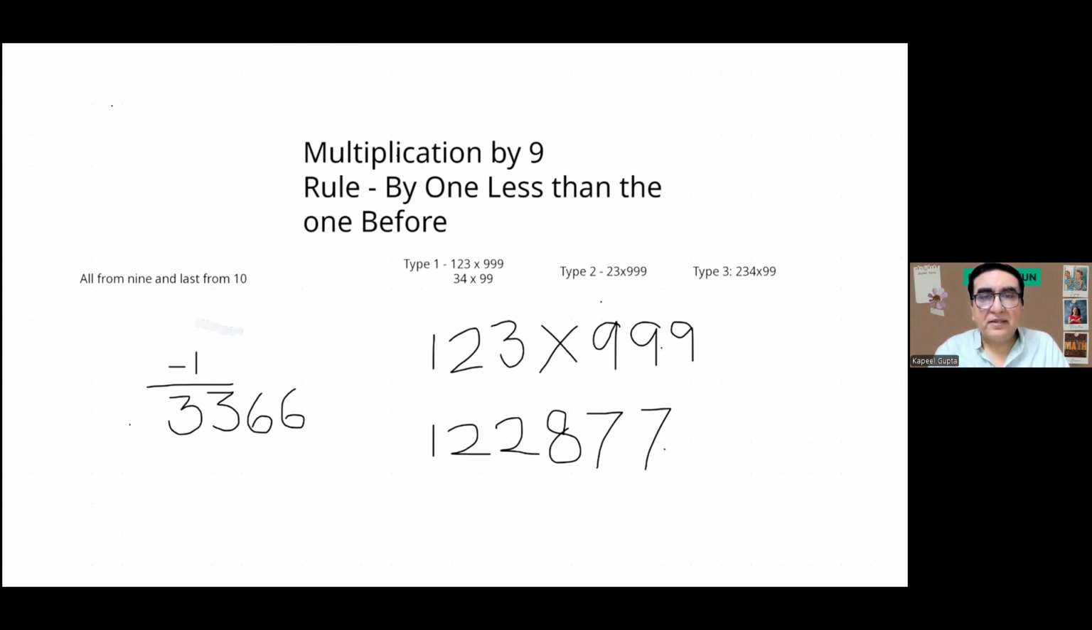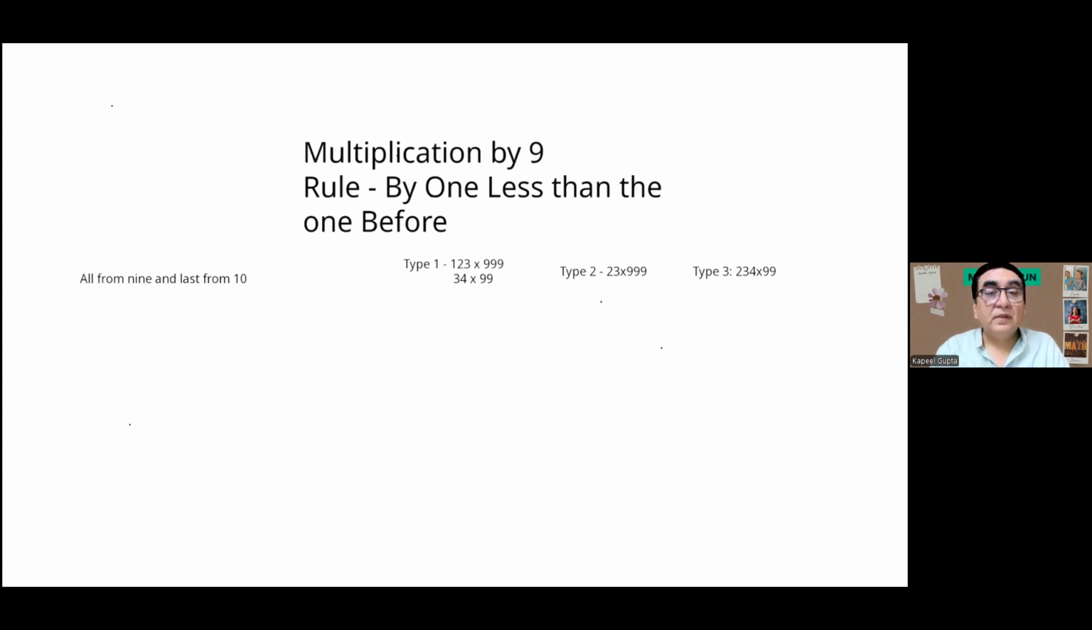First, let me create some space for you people. Okay. Now, type 2 is 23 into 999. I've taken that example here. I hope it's visible to all of you. And here the difference is in the previous one, in type 1, the number of digits in multiplicand, that is the number that needs to be multiplied, and the multiplier, the 9-digit number, the number of digits should be same.